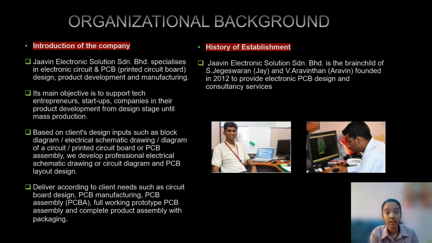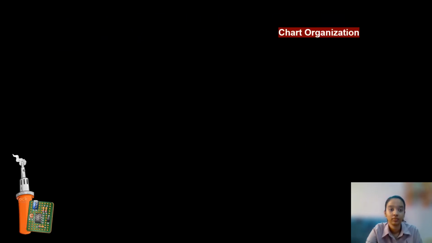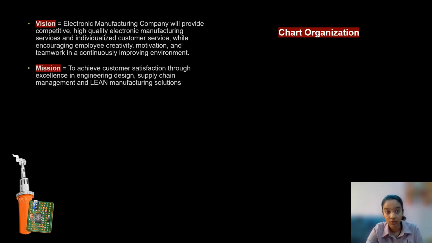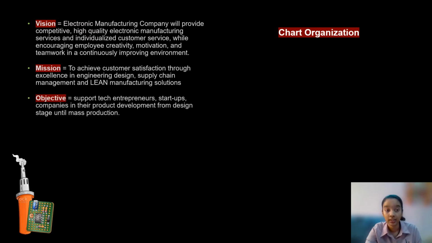So this is the introduction of the company and the history of the establishment of Javin Electronic Solutions in Hamburg. The vision for this company is to provide a high quality electronic manufacturing service. The mission is to achieve customer satisfaction through excellence in engineering design and supply chain management. The objective is to support tech entrepreneurs and startup companies in their product development.